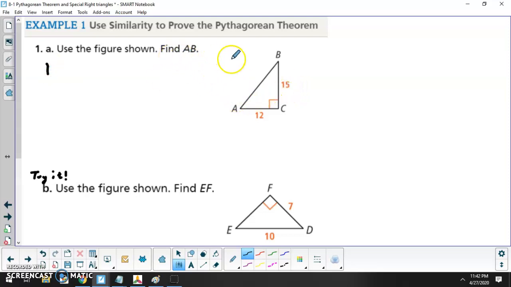All right, so we're finding AB. Now, is AB the hypotenuse or a leg? AB here is the hypotenuse, so we are finding c. AB is essentially c. So you want to make sure to always figure out which one is c, which one's the hypotenuse. Since we're doing a squared plus b squared equals c squared, and we know a and b, we would do 12 squared plus 15 squared equals c squared.